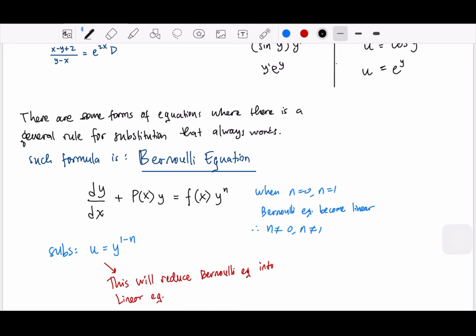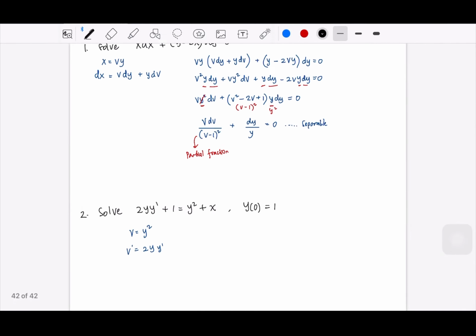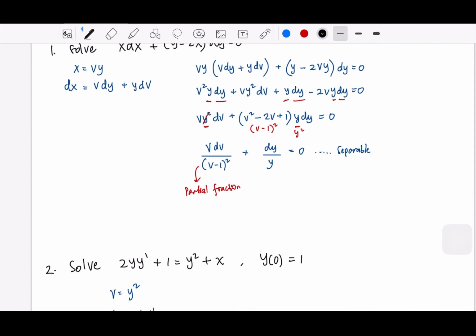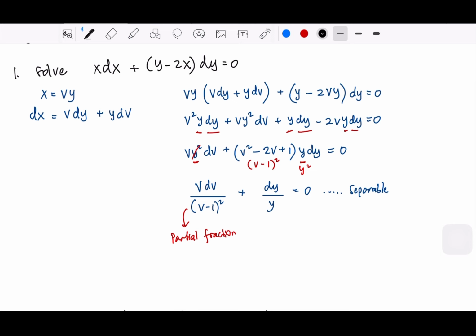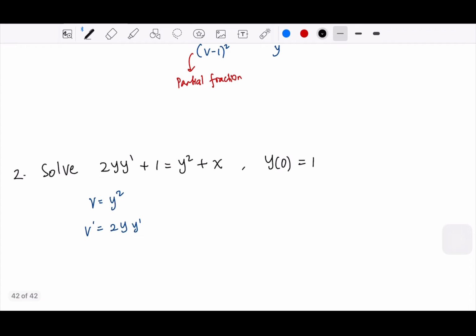Okay, maybe we go to, I believe, the last exercise we do is this, right? I hope you can try on your own. Try to separate, refreshing your integral techniques. Let me start with this. Okay, I think we can look at number 2. Yeah, I think we can start to substitute with this.